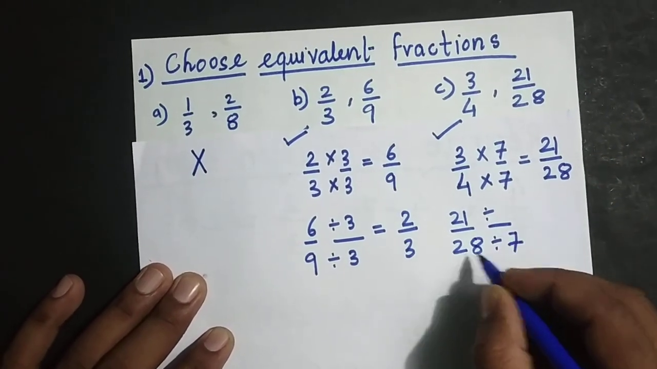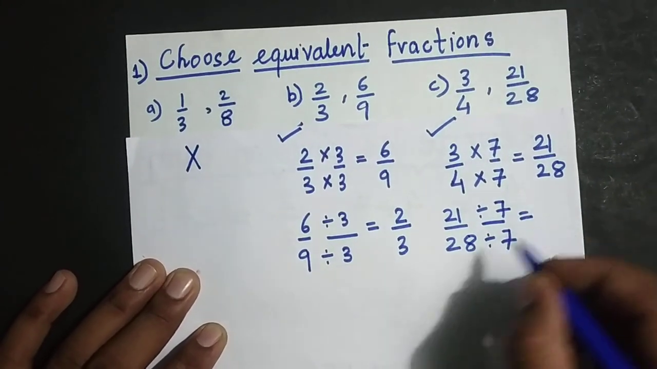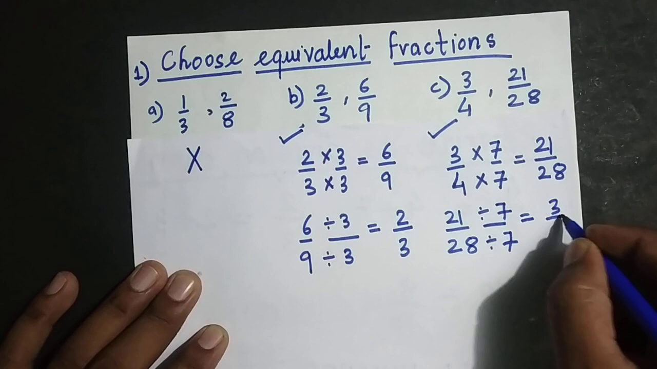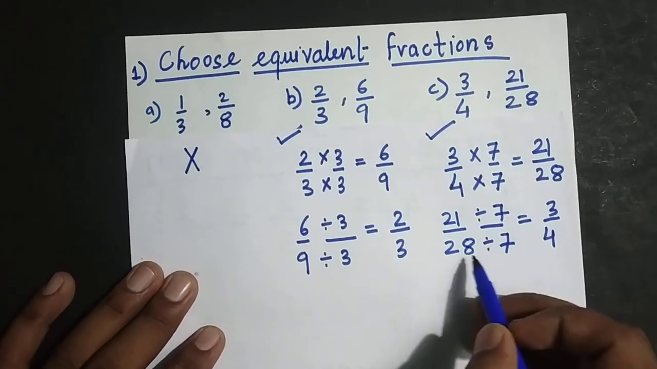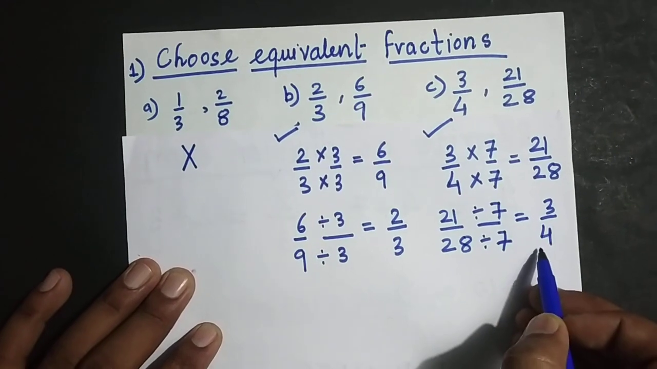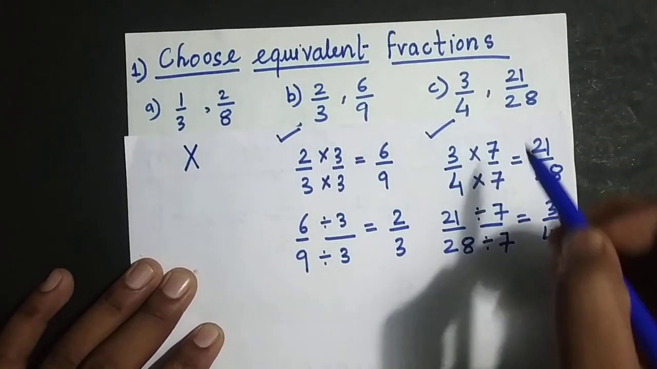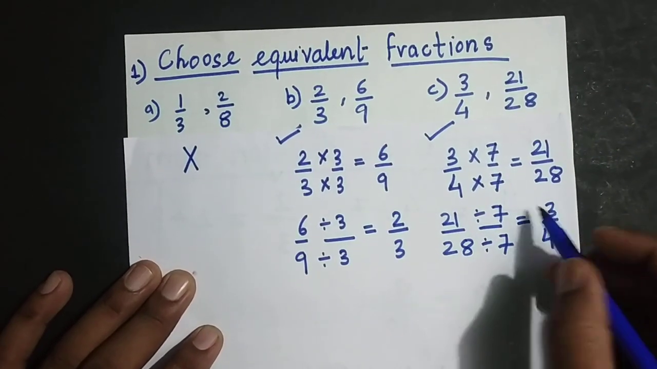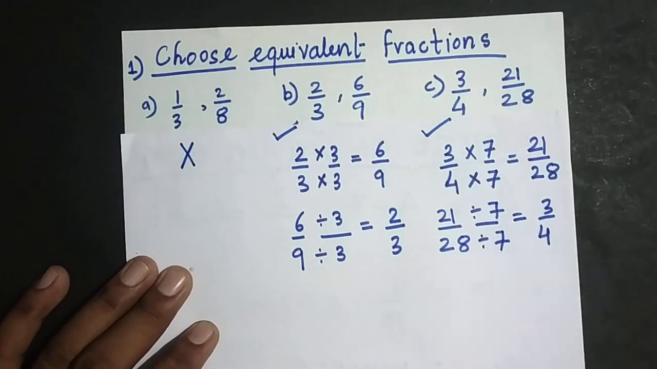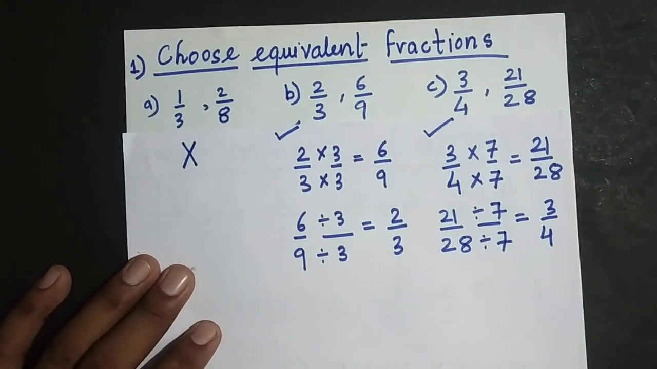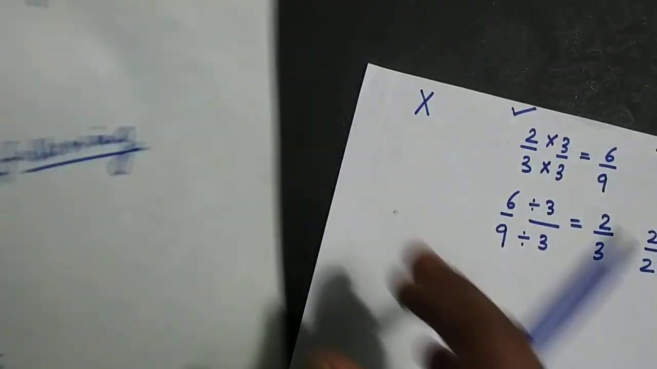28 divided by 7, 21 divided by 7. In both cases we will get 3 by 4. 21 divided by 7 is 3. 28 divided by 7 is 4. Now you can see 3 by 4. Means by both methods we get the result that these two are equivalent to each other. Understood? Now come to the next question.